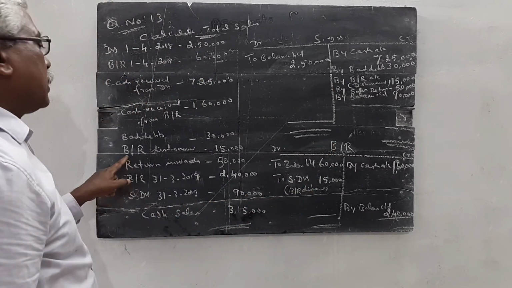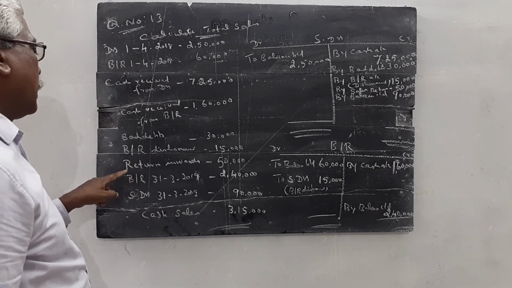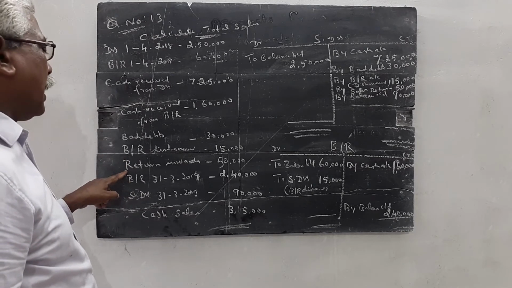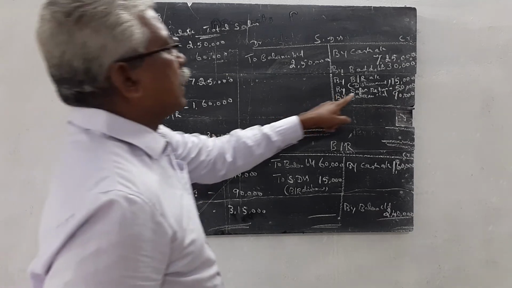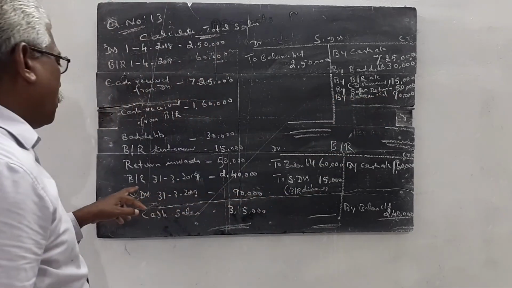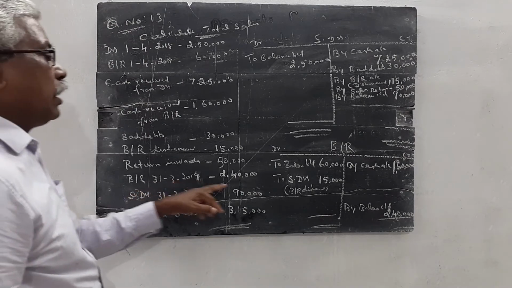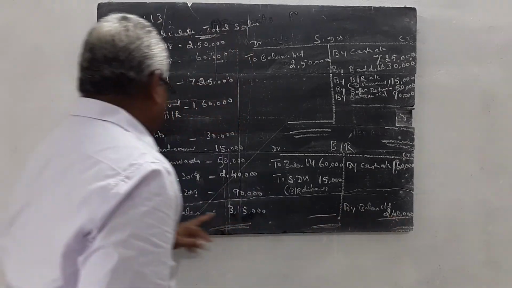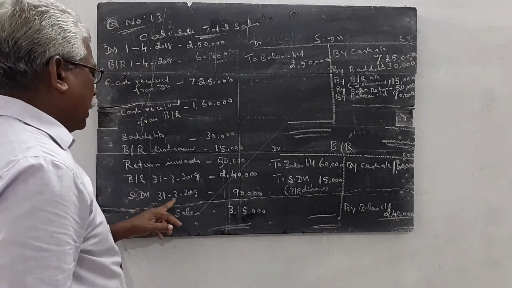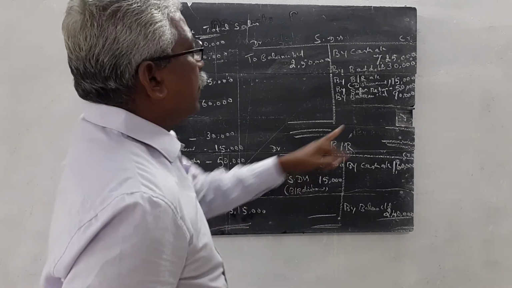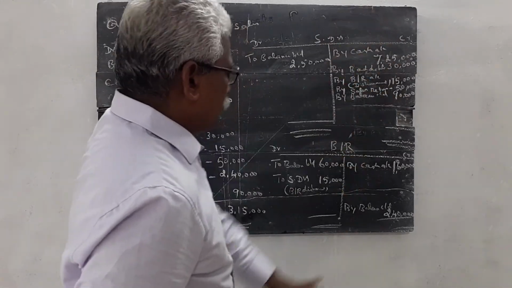Then return inwards means sales return. Sales return comes in the credit side. Then closing balance bills receivable as on 31/3/2019 2,40,000. Then sundry debtors as on 31/3/2019 90,000. All the information are entered.